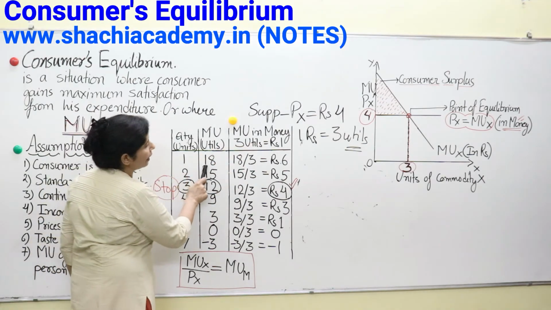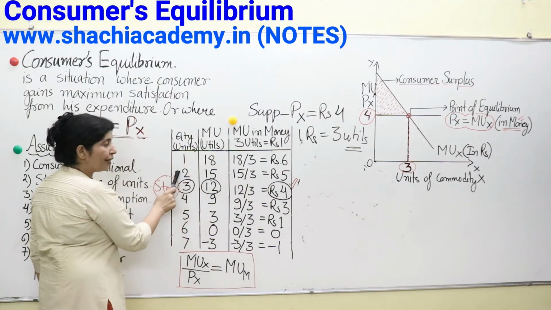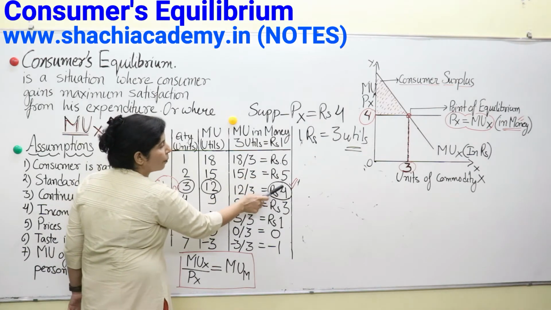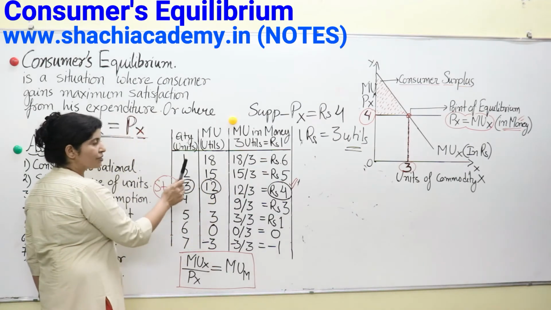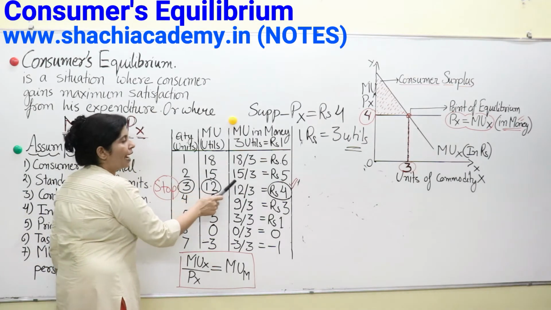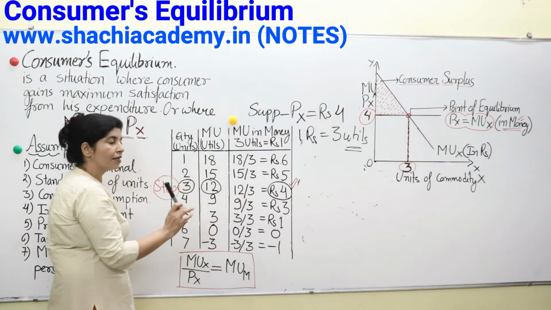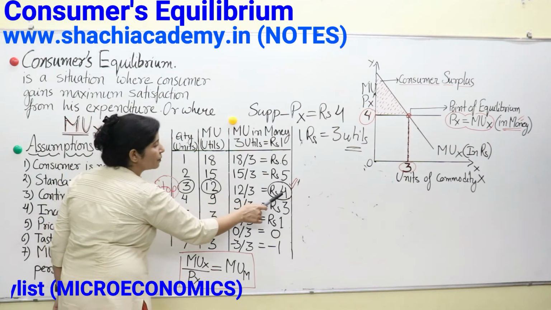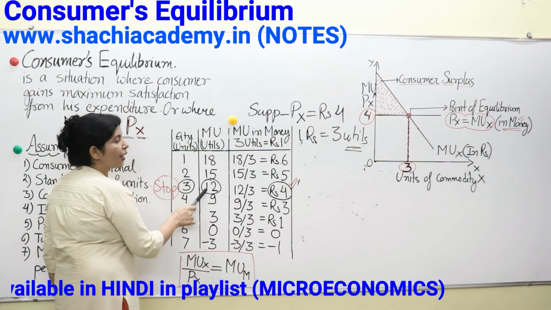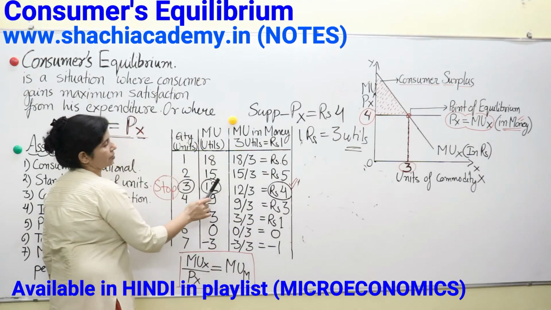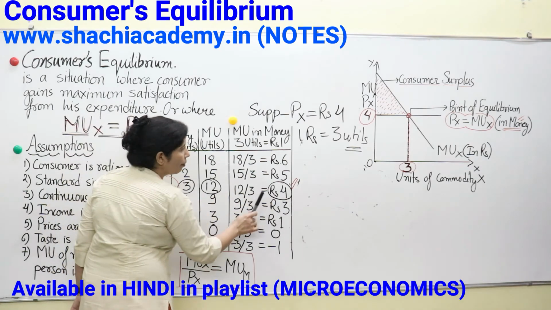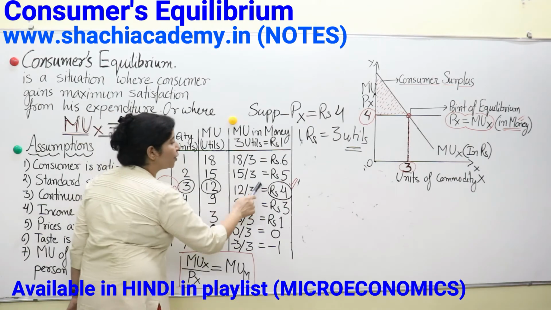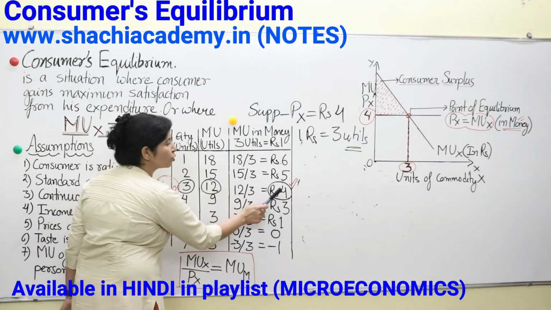Here the first unit 18 is equal to 6 rupees. In the first unit he is getting more utility than the money which he pays. He is only paying 4 rupees but he is getting utility equal to 6 rupees. Then for the second unit he is getting 15 utils and again he is paying only 4 rupees. Then for the third unit, he is paying how much money? 4 rupees, and he is getting 12. That means up till this third commodity he will buy, because his price for the commodity is equal to rupees 4 and the utility that he gets in terms of money is also equal to rupees 4.